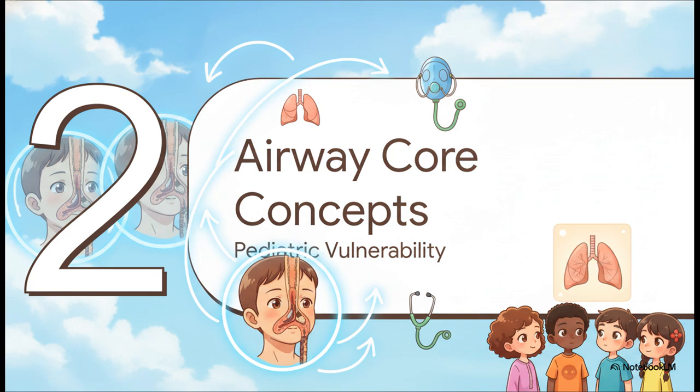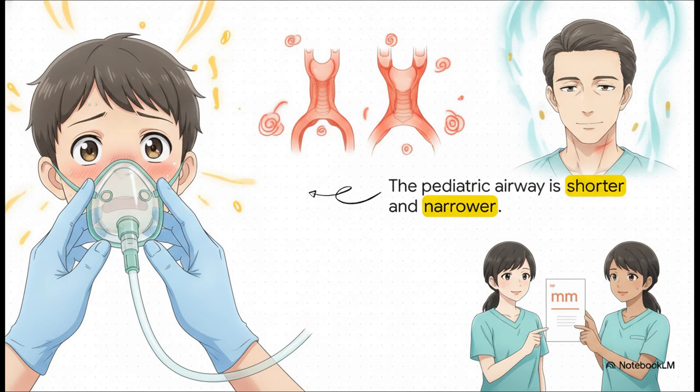Moving right along to Section 2, Pediatric Airway Core Concepts. To really get why kids crash so fast, we have to look at the baseline problem. A child's airway isn't just some miniature version of an adult's. It's fundamentally different. It's significantly shorter and much, much narrower. Because that starting diameter is so incredibly small, it takes way less inflammation or mucus to completely block it off. Think about it. A millimeter of swelling in an adult? Kind of a nuisance. A millimeter of swelling in an infant? That's a literal life-threatening emergency.